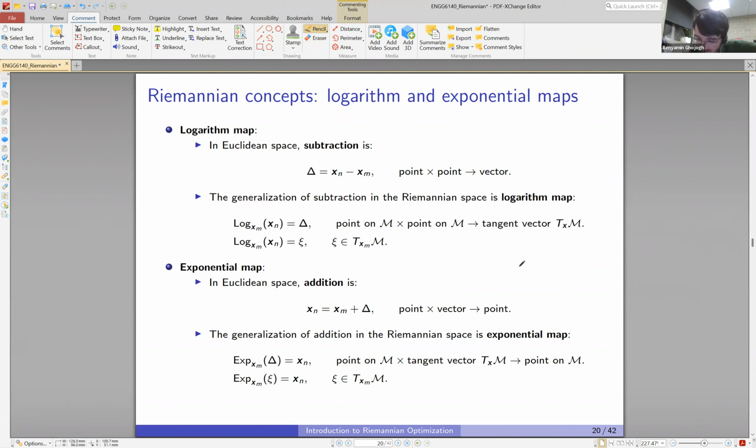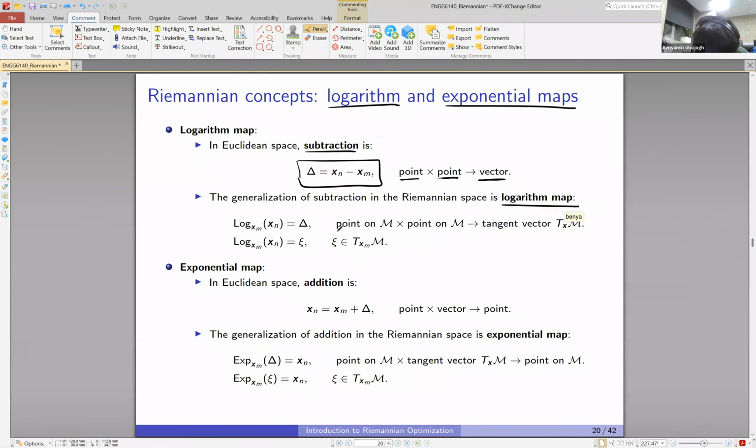Now Riemannian concepts, other concepts: logarithm and exponential maps. So we have logarithm map and exponential map. What is that? In Euclidean space, we have subtraction, right? Like this. We have 2 points, xn and xm. We can subtract them and it gives us a vector connecting xm to xn. We can generalize subtraction in Euclidean space to Riemannian geometry, and it gives us the logarithm map. So logarithm map is the generalization of subtraction in the Riemannian geometry.